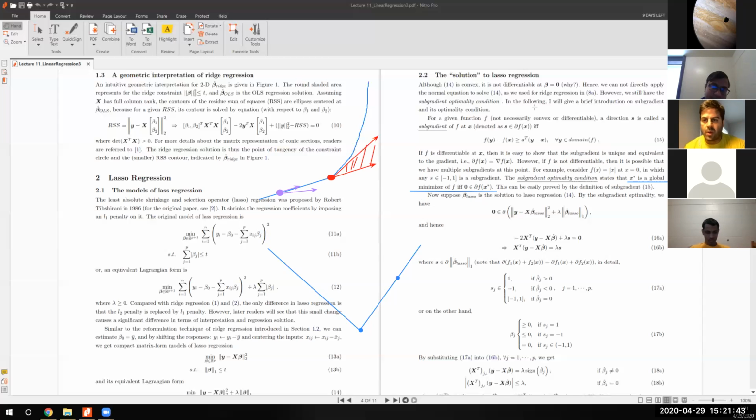What does it mean? Let's have a look. For example, suppose my graph is like this. Let's say this is my f, whatever. It's like this. Now clearly this is your minimum point, right? And the claim is that at this minimum point, direction 0 must be a subgradient. How to prove it? Super simple.